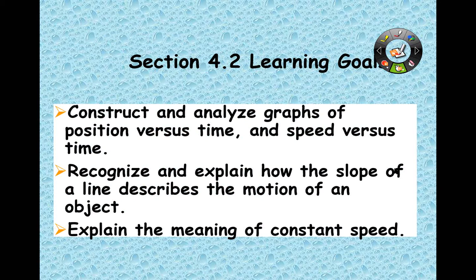Some of the learning goals for this particular lesson are for you to be able to construct and analyze graphs of position versus time, and also speed versus time. I want you to be able to recognize and explain how the slope of the line describes the motion of the object. You should be able to look at a graph and tell me what is exactly happening as this person is moving, as described by this graph. And you should also be able to explain the meaning of what constant speed is.